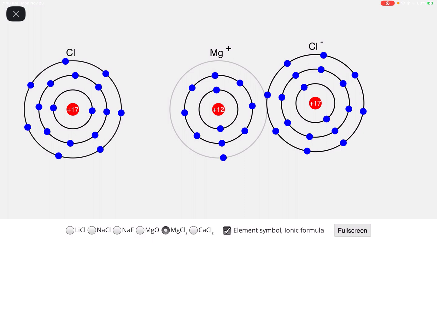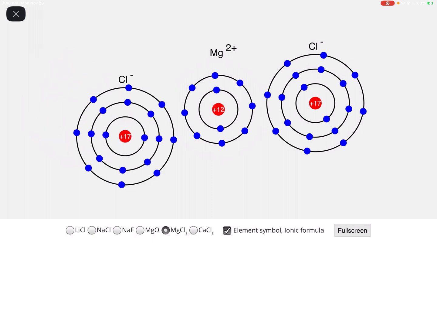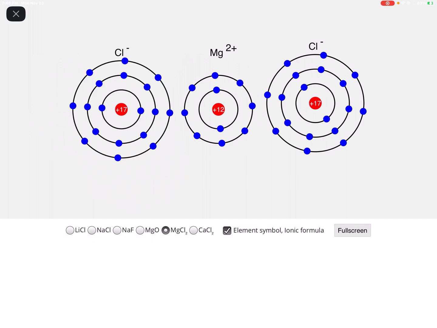that chlorine is satisfied, but magnesium's not. Magnesium still has 1 valence electron, so where's the electron going to go? Well, it's going to take another chlorine atom to get that other electron.